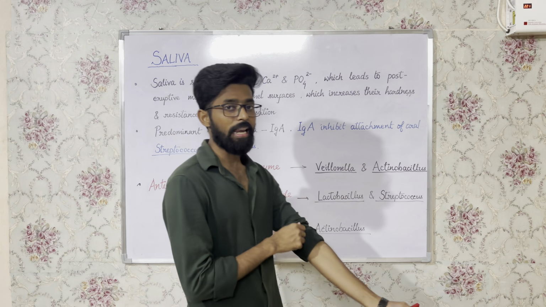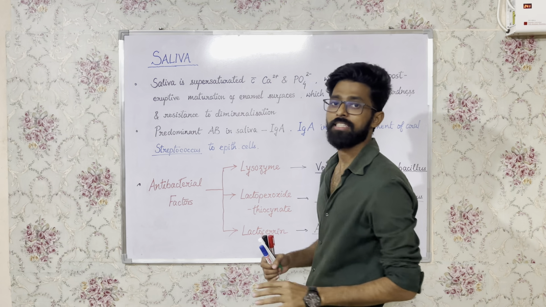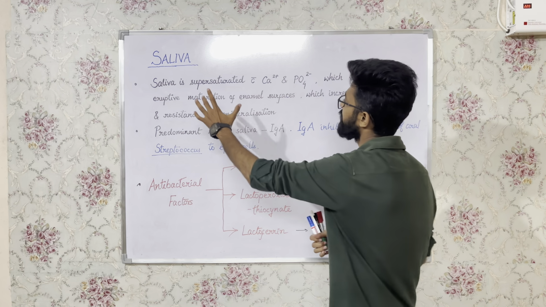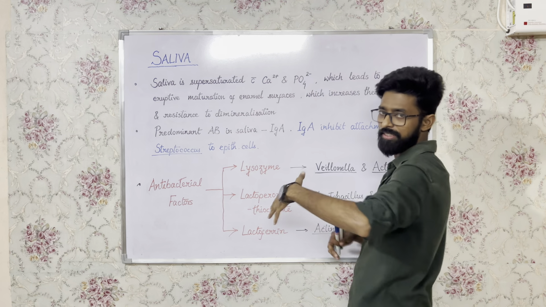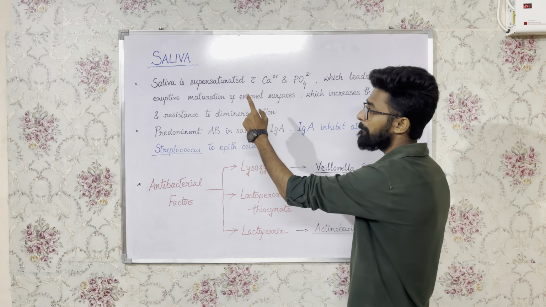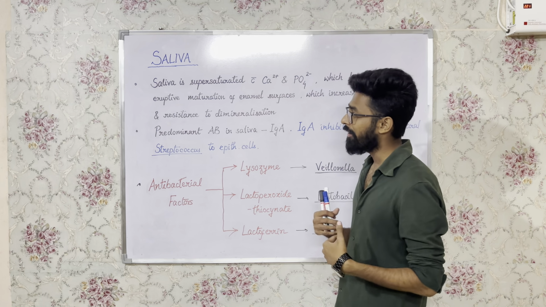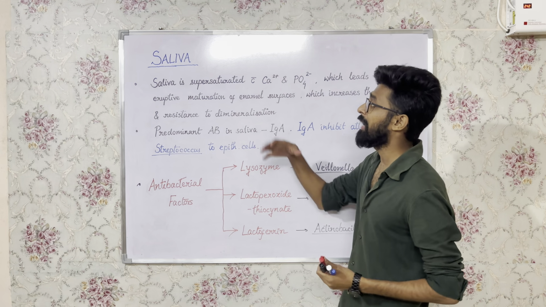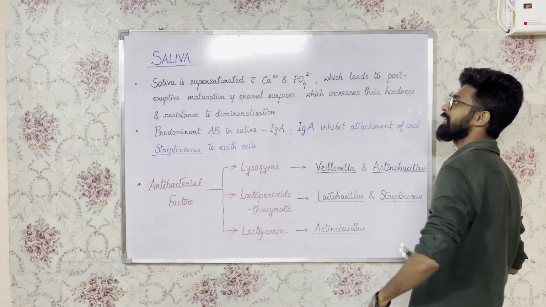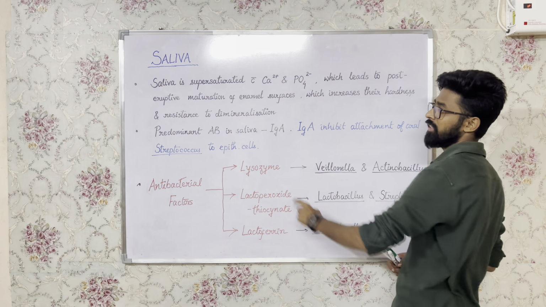Saliva is supersaturated with calcium and phosphate ions. Supersaturated means excessively present. Saliva contains calcium and phosphate ions in excess amount, which leads to post-eruptive maturation of enamel surfaces. Means enamel surfaces after eruption are matured with the help of these calcium and phosphate ions present in the saliva, which in turn increases their hardness and resistance to demineralization, right?